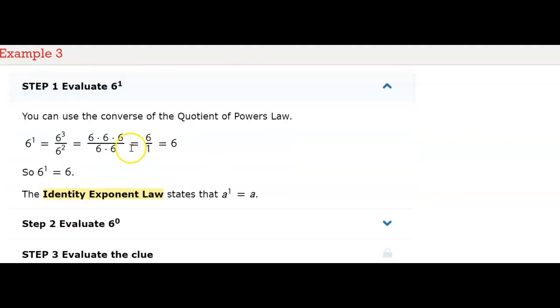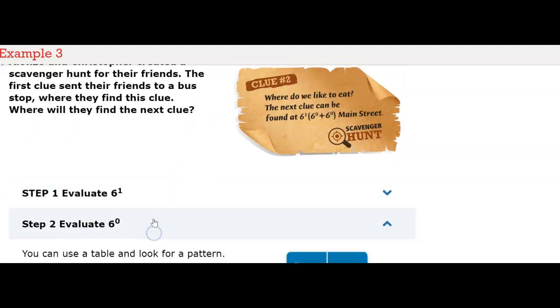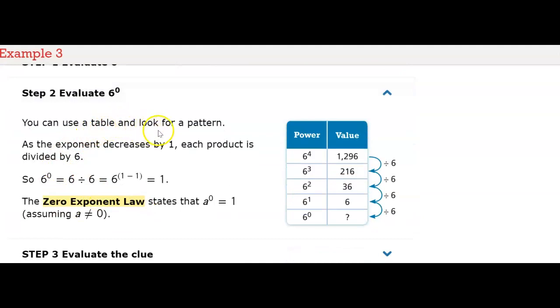6 times 6 times 6 over 6 times 6, and then 2 of those cancel out, and you're left with 6 over 1, which is equal to 6. So 6 to the power of 1 is the same as 6. So that's the identity exponent law. Now we're going to look at step 2, 6 to the power of 0. You can use a table and look for a pattern. As the exponent decreases by 1, each product is divided by 6. So 6 to the 4th power, 6 to the 3rd power, you divide by 6 each time.